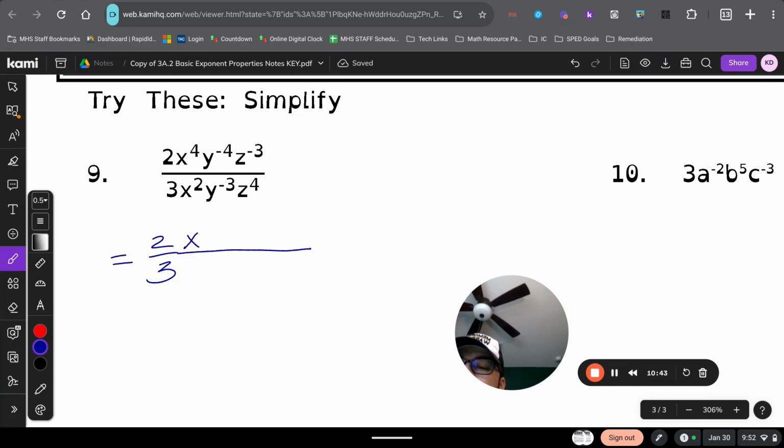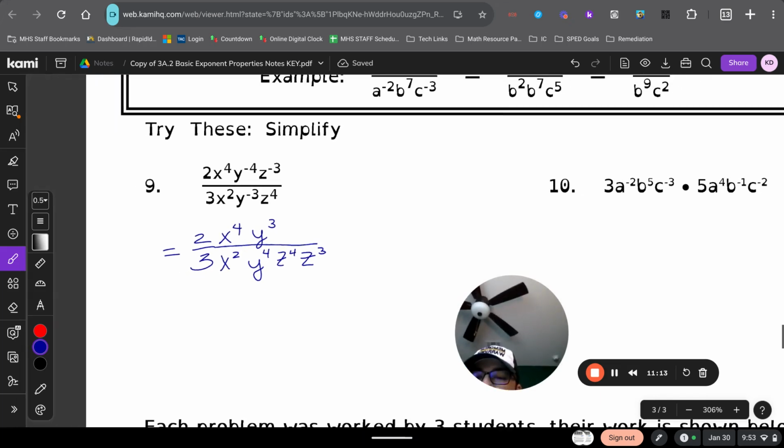Our x to the fourth and x squared are going to stay in the same spot, but our y to the negative fourth and y to the negative third, those are going to switch places. Y to the negative third is going to the top and becoming positive, and y to the fourth is going to the bottom and becoming positive. And then last but not least, our z to the negative third and our z to the fourth. Our z to the fourth is going to stay down here in the bottom, but our z to the negative third is going to join it down here and become positive.